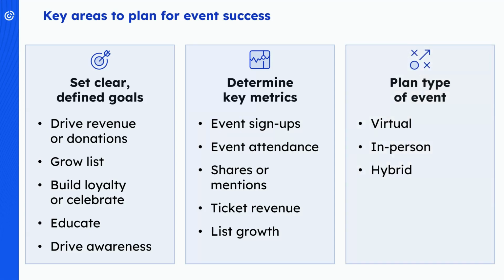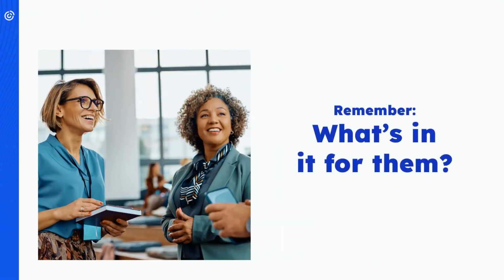And then once you determine your budget, you can nail down the type of event you'll have. So it could be virtual, it could be in person, or both, like a hybrid event. Those types of things will help you figure out the details for your event and you can work towards your goals. No matter the event, just remember the value. So, what is in it for them?